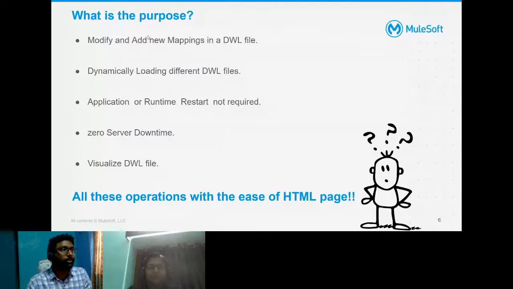So the purpose of this design model is that you can modify the DWL file whenever needed, modify or add new mappings, anything pretty much. And the second thing is dynamically loading different DWL files with one connector. So this thing we can also do with this model.